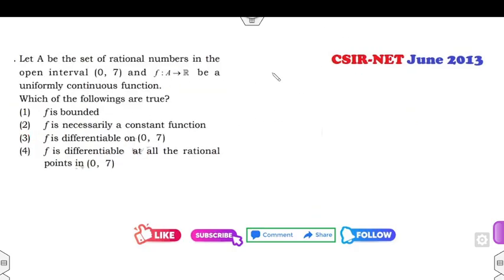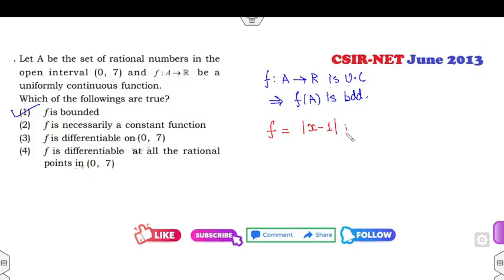Look at another one. f is a mapping from A to R, which is given as uniform continuous. That means f of A is bounded, so the first option is the correct option. Is f necessarily continuous? Can you think of any function which is uniform continuous? I can simply take x minus 1. Clearly this is continuous, and on any interval the limit exists, so this is uniform continuous. Now, is f necessarily constant? This function is not constant. Is it differentiable? Mod x is not differentiable. So the right answer is only option A.